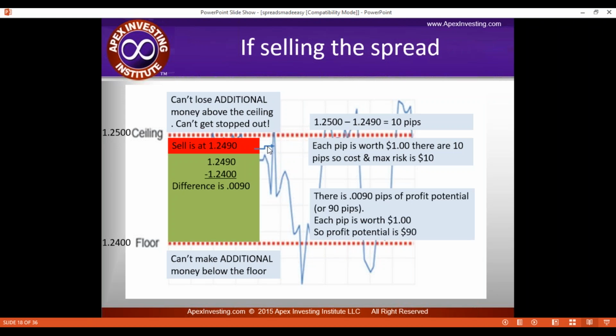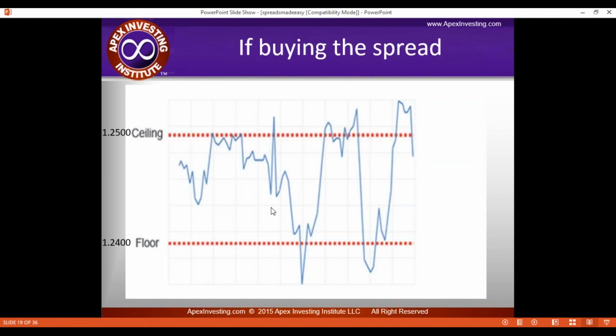Now, from where I sold right here at 2490, going down to the floor is what? 2400. So from where I sold, 2490, down to the floor, 2400, there's 90 pips difference. Each pip is worth $1, so I could potentially profit $90. That would be the most that I could make, because again, I only make money to the floor. And once again, if it hits the ceiling or hits the floor, it does not automatically close me out.